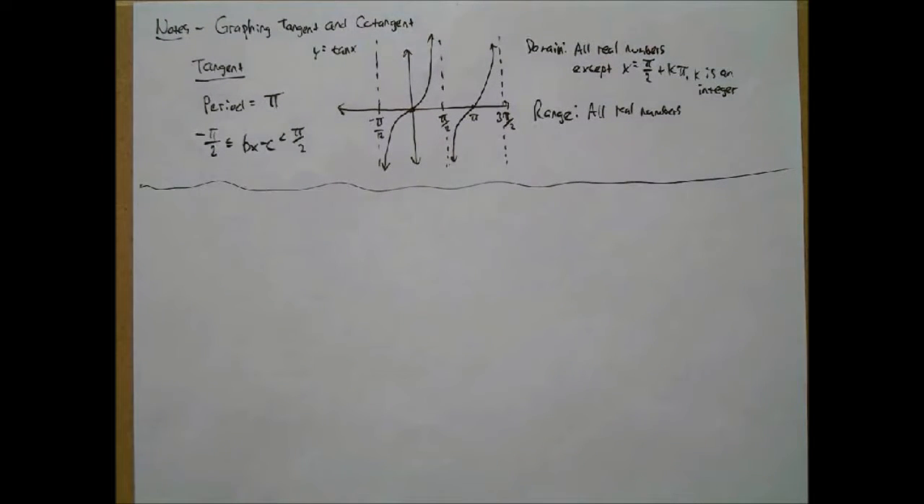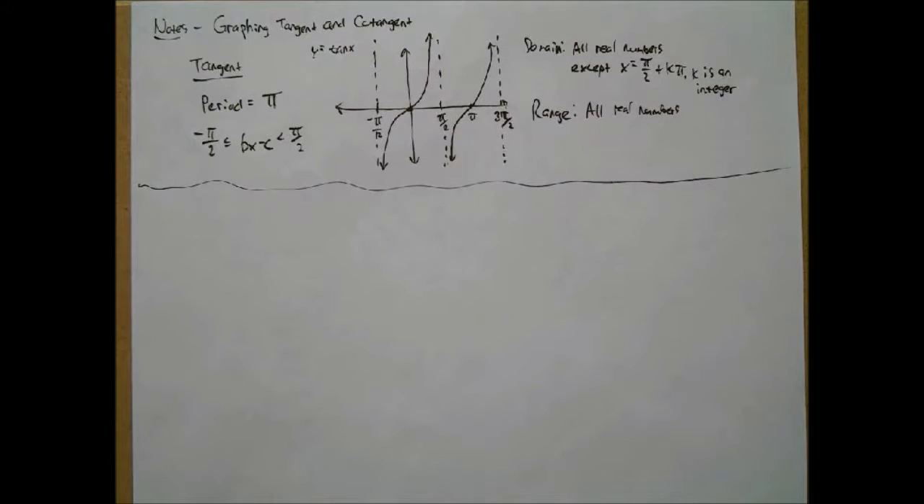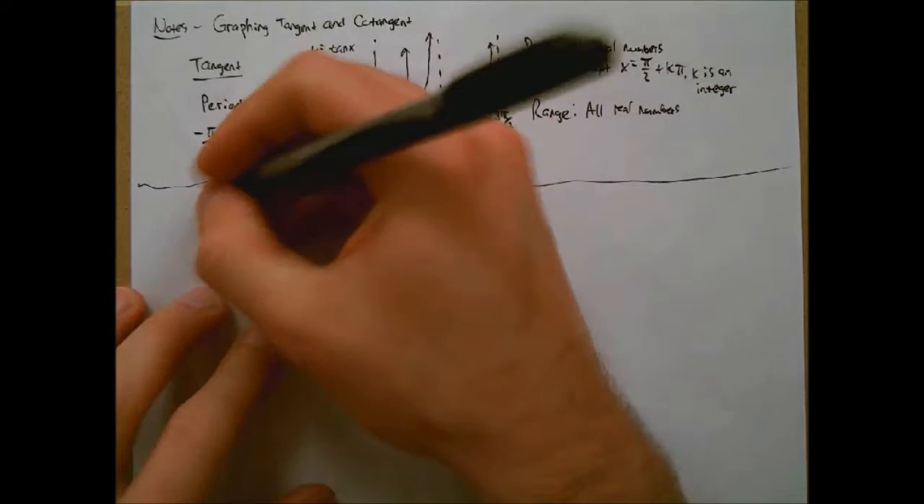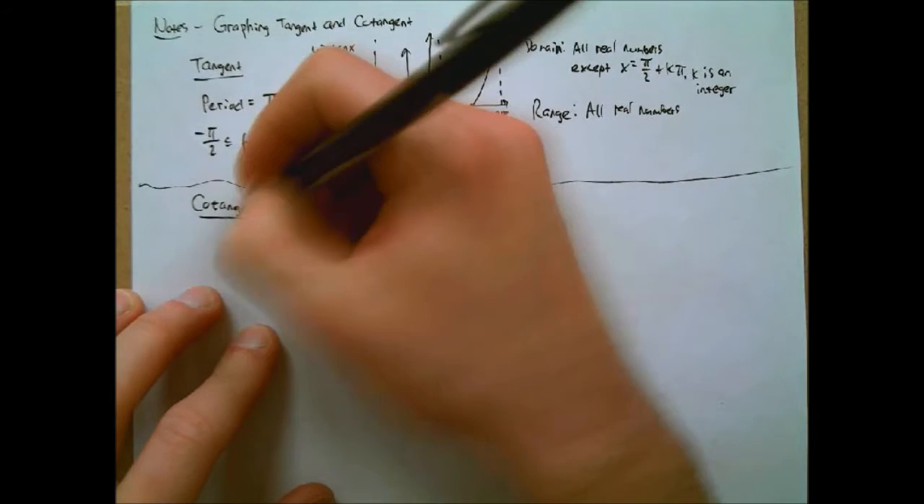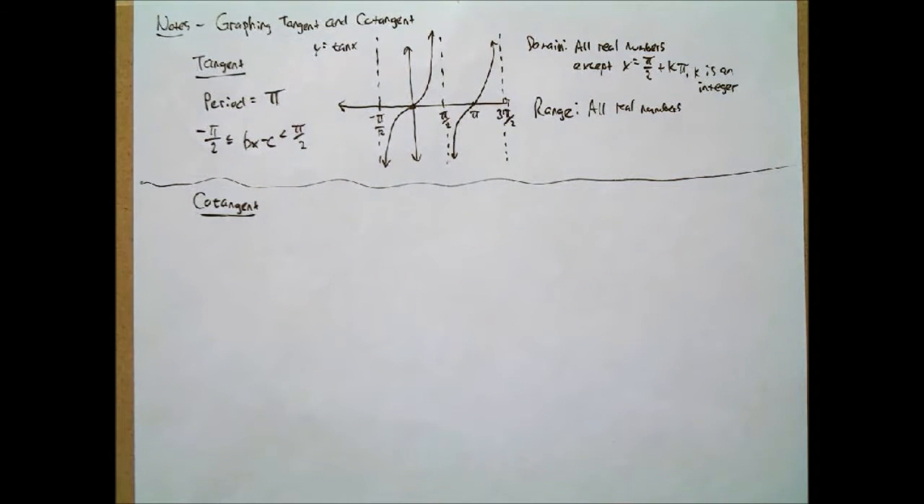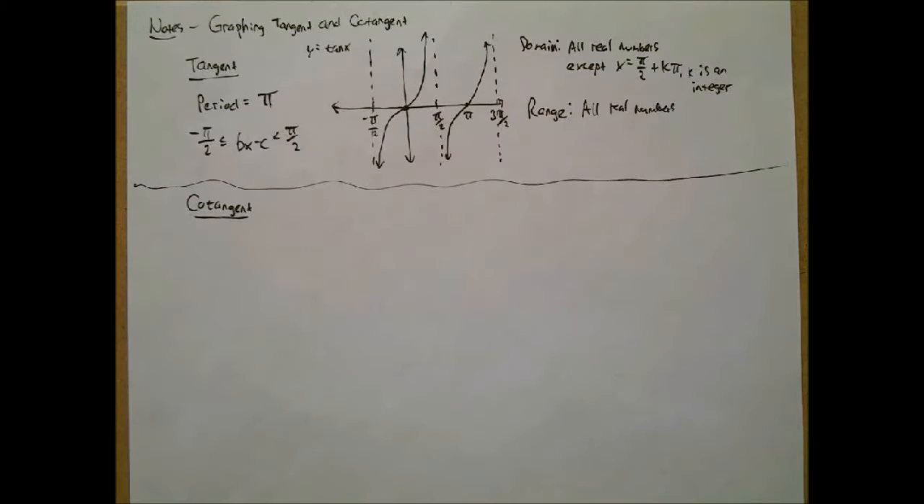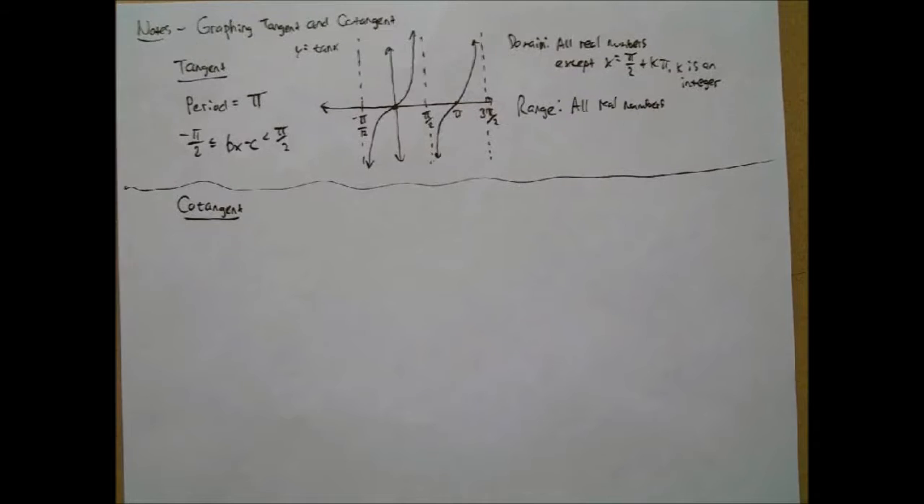Okay, so let's take a look here. Oh, I'll also talk about cotangent here real quick too. Let's just go ahead and do cotangent as well. So, like sine and its cofunction cosine, tangent and cotangent are very closely related. Their graphs are very similar, just with some subtle variations.